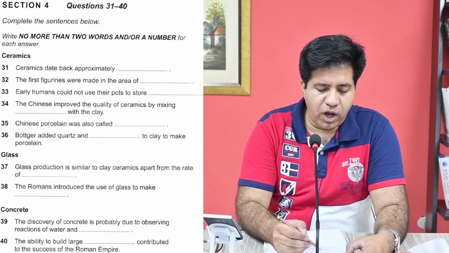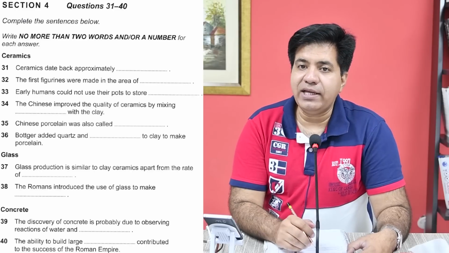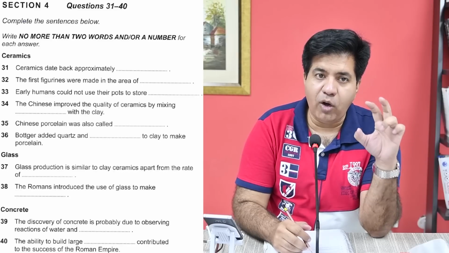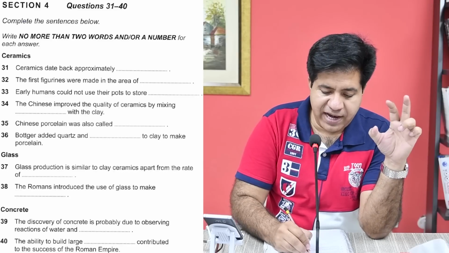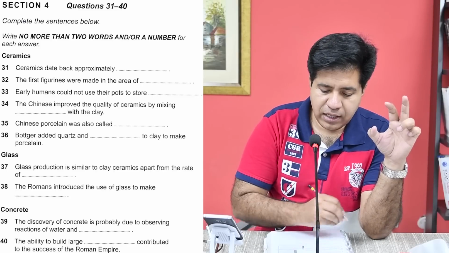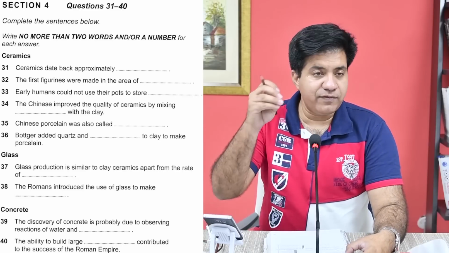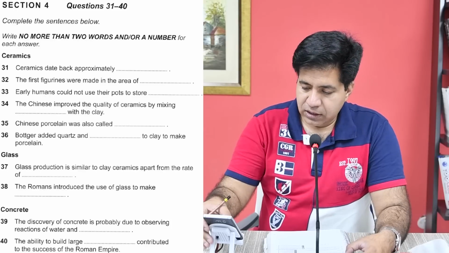Question number 36. Botger added quartz and dash to clay. Two materials. One is quartz. Second material they will tell us in the audio. And these two materials were added to clay to make porcelain. Now listen to the audio and the answer will come after quartz.